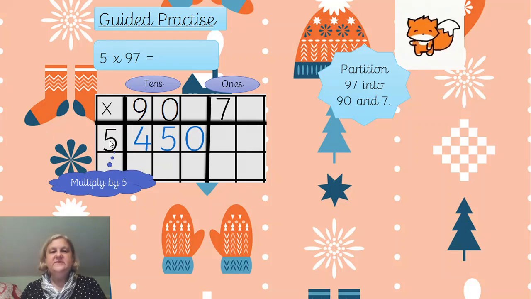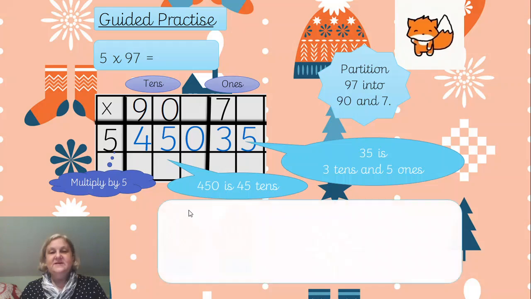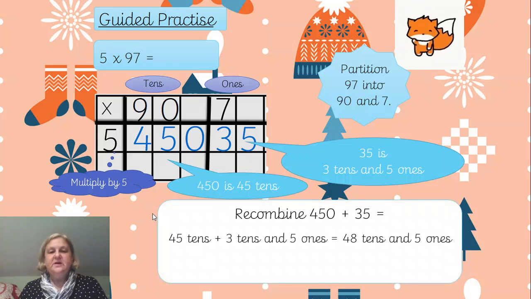And 7 times 5, well, I can count up in 5, 5, 10, 15, 20, 25, 30, 35. And now I've got to recombine them, which is 450 is 45 tens plus 3 tens and 5 ones. Recombine them. Get 45 tens, add 3 tens is 48 tens, add 5 ones. 480, add 5, which is 485, and here it goes, going to cover it up again.